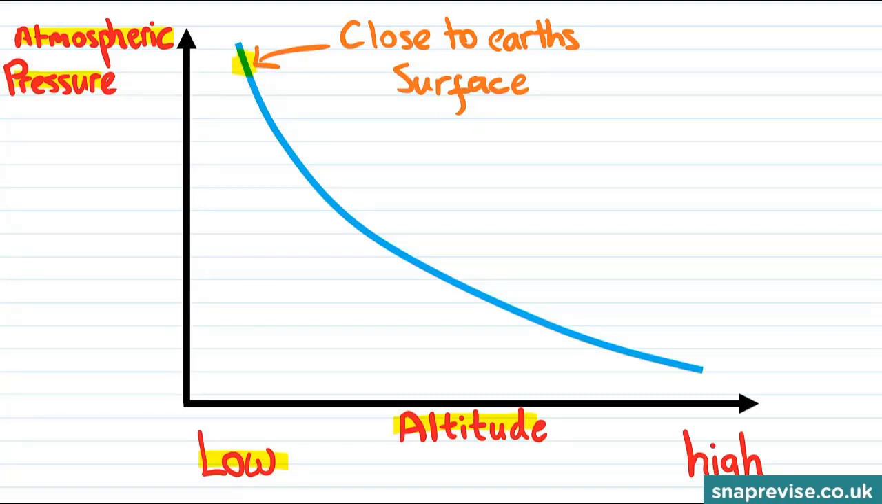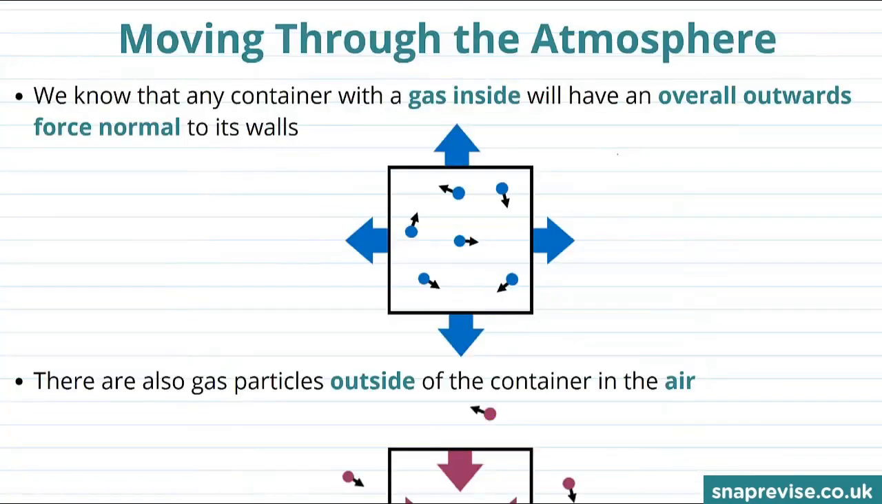On the other hand, as the altitude increases and we get to, for example, the height of the top of a mountain, we see that as we've got further away from the Earth's surface, the pressure has decreased. Now let's talk about what happens to an object as it moves through the atmosphere.